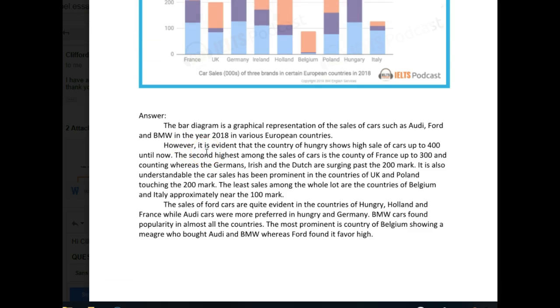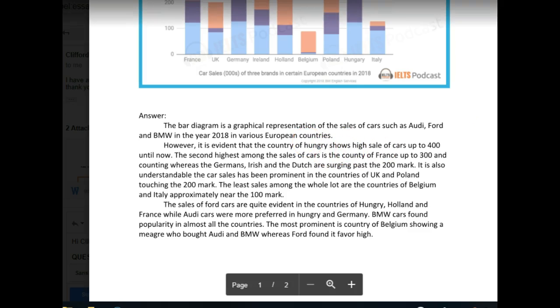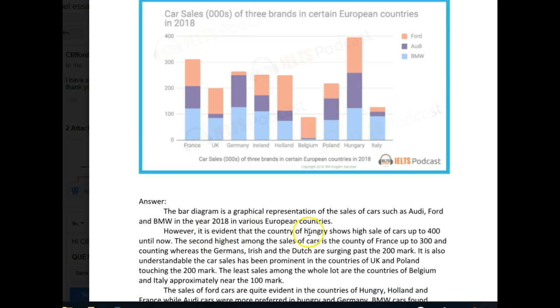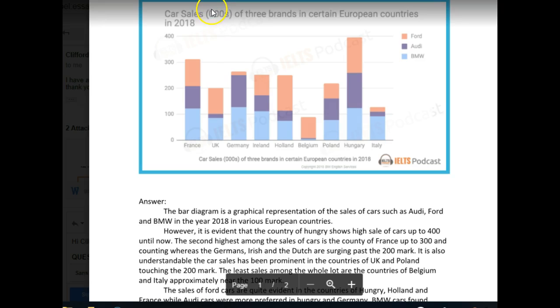So get rid of it, and then instead just start straight away and say, it is evident that the country of Hungary, with a capital H of course, shows the highest sales of cars. Let's see, Hungary, here it is, yeah. Let's try it again. So, it is evident that the country of Hungary shows the highest sales of cars, reaching 400,000.